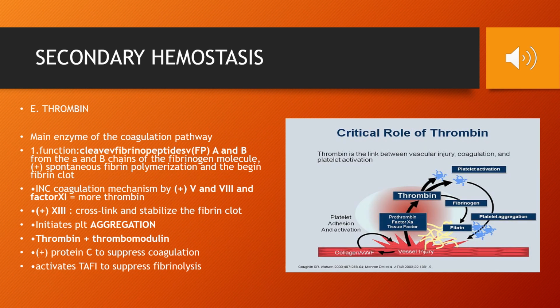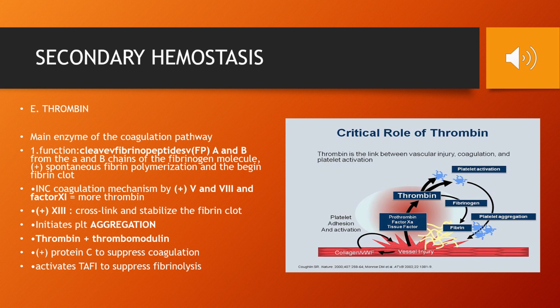So next is thrombin, which is the main enzyme of the coagulation pathway. The primary function of thrombin is to cleave fibrinopeptides A and B from the alpha and beta chains of the fibrinogen molecule. This then triggers spontaneous fibrin polymerization.